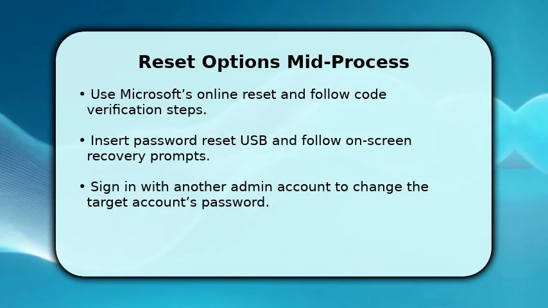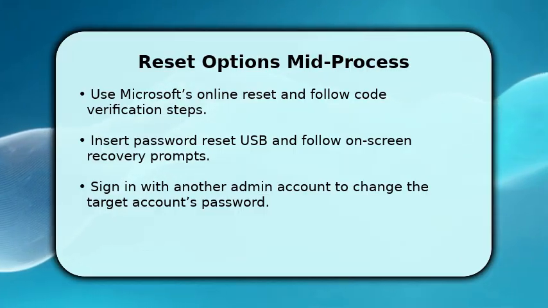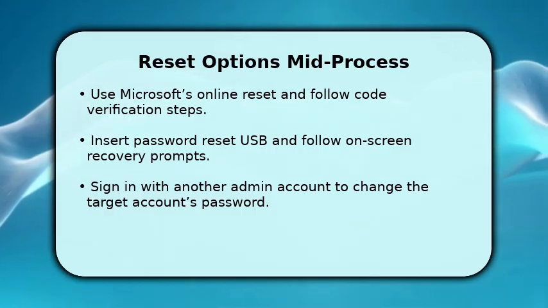For a local account with a reset disk, plug it in and follow the password reset wizard. This writes a new credential for that account. If an alternate administrator exists on the PC, sign in with that admin. Then open user accounts and change the locked user's password directly. This avoids needing the old password entirely.